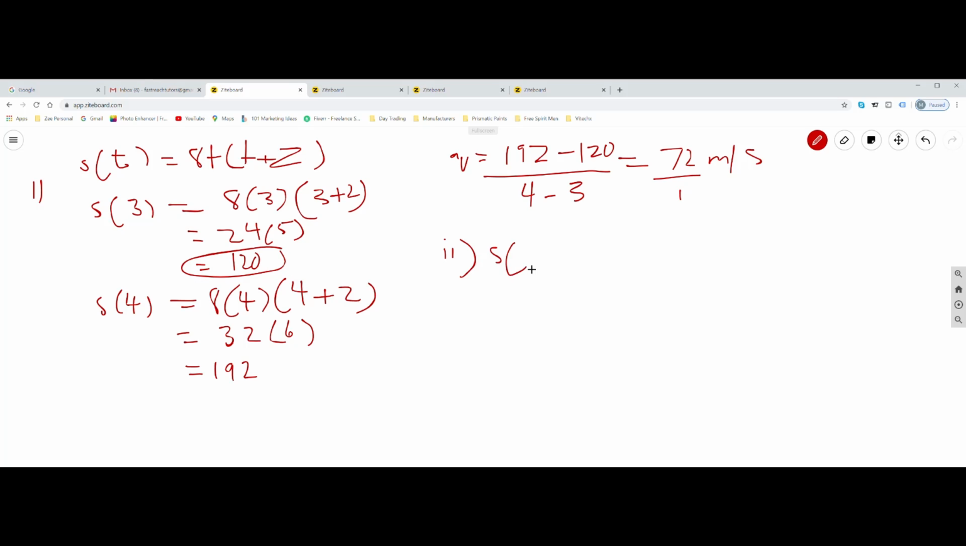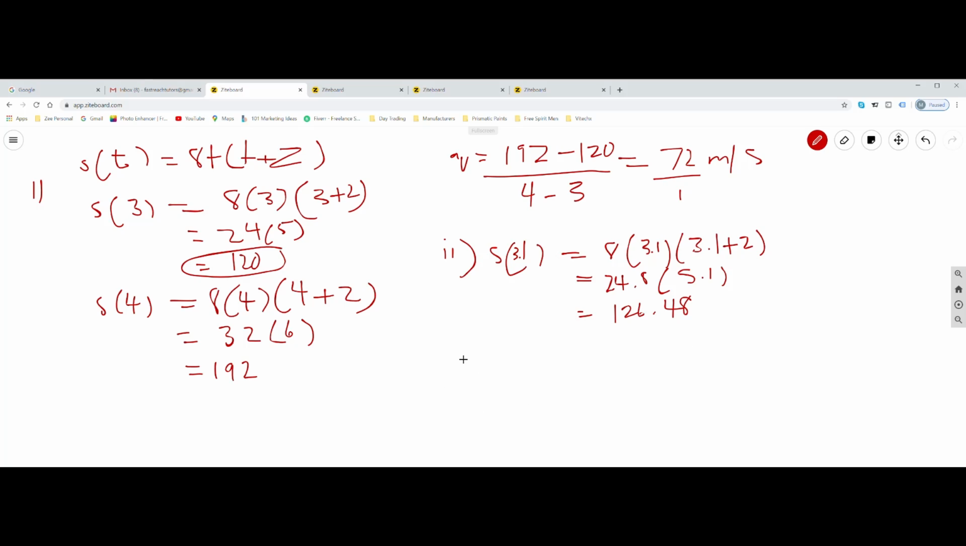So s at 3.1 equals 8 times 3.1, times 3.1 plus 2, equals 24.8 times 5.1 equals 126.48.